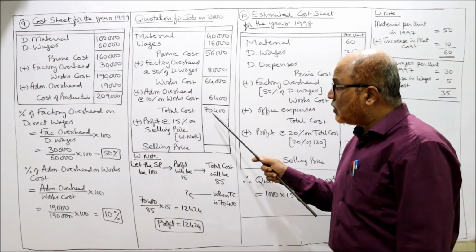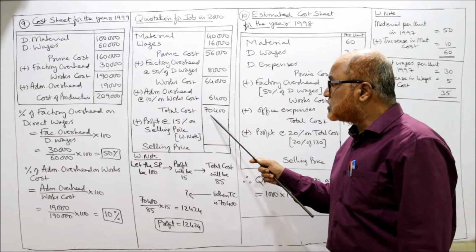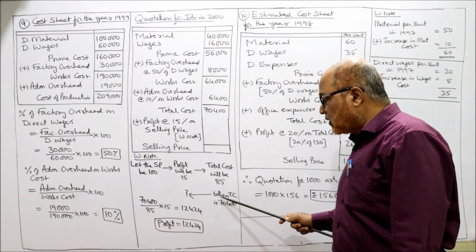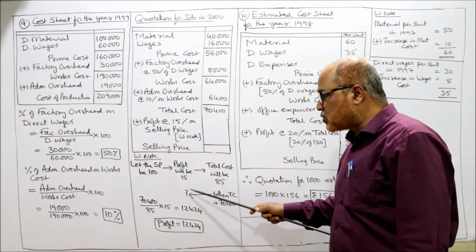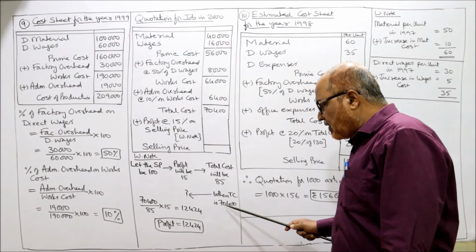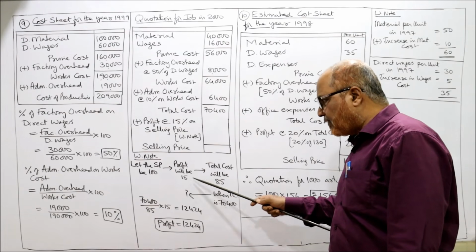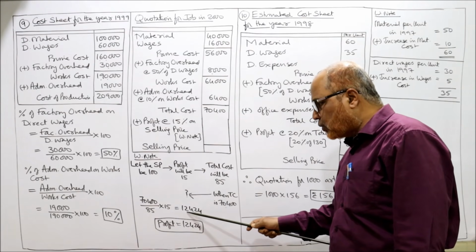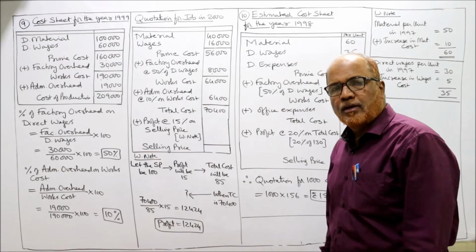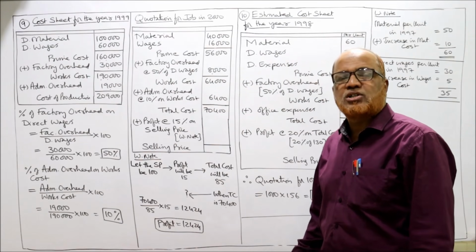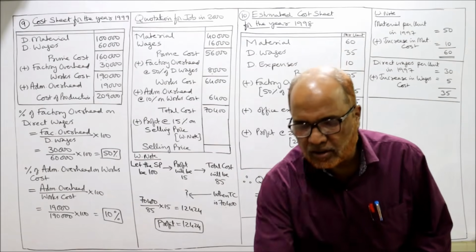What is our actual total cost? The actual total cost is 70,400. When total cost is 70,400, how much would be the profit? So 70,400 divided by 85 into 15, we are going to get 12,424. So 12,424 is what? Profit. So we got the profit.